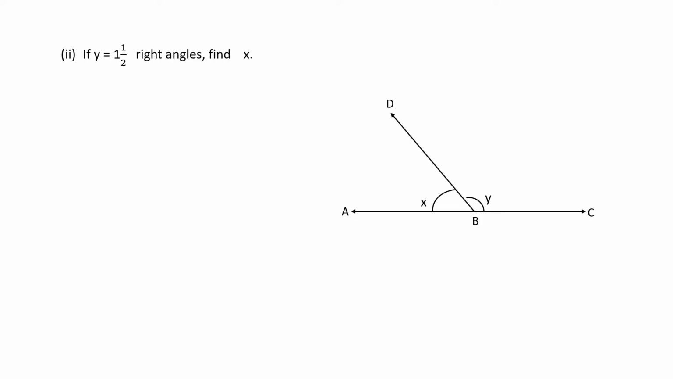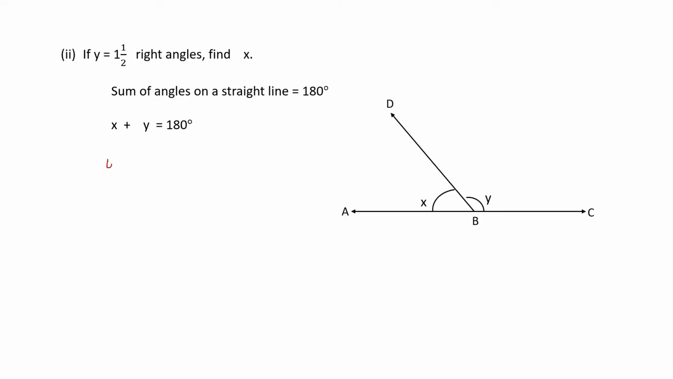Question 2. If y equals 1 by 2 right angles or 1.5 right angles, find x. So as we know, x and y are there on the straight line ABC. Now y is given as 1.5 of a right angle. X is what we need to find out. Now here to find x, we are going to use the linear property which says sum of angles on a straight line equals 180. That means x plus y should be equal to 180. So we are going to find out x, but first we need to find out y.